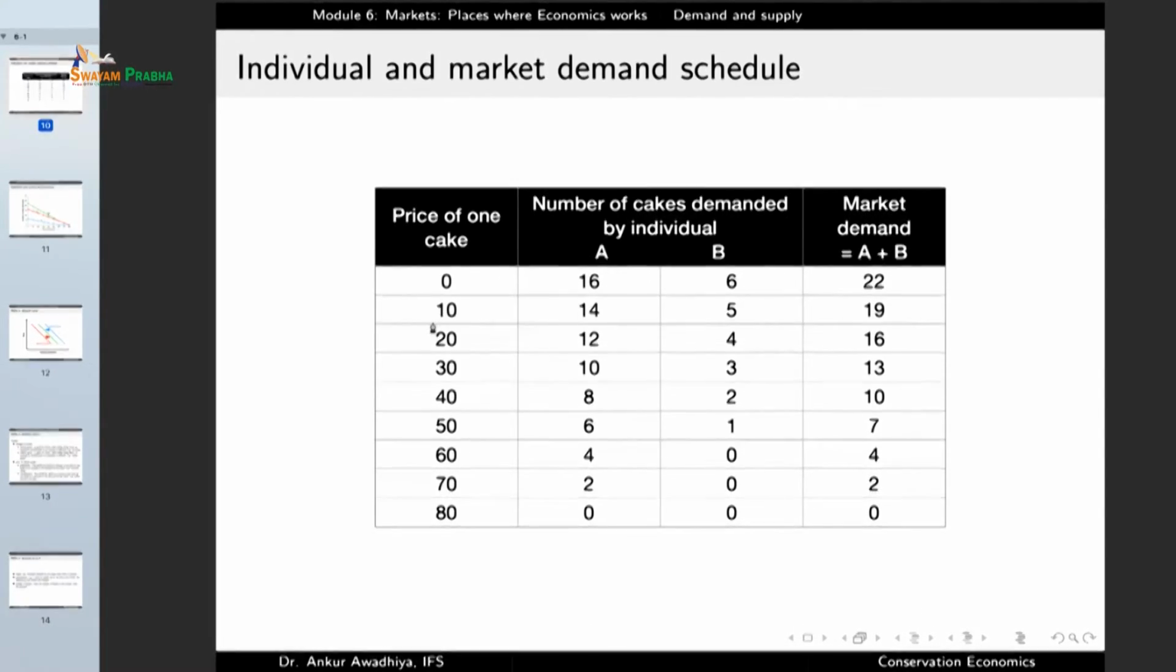When the price increases to 10 rupees, for A, the quantity demanded reduces from 16 to 14. For B, it reduces from 6 to 5. And the total quantity demanded is now 14 plus 5, which is 19. If the price increases further to 20 rupees, the quantity demanded reduces further. And here the market demand is 12 plus 4, which is 16. And so we can figure out the quantity that is demanded in the market by adding up the quantity demanded by different buyers that are there in the market.